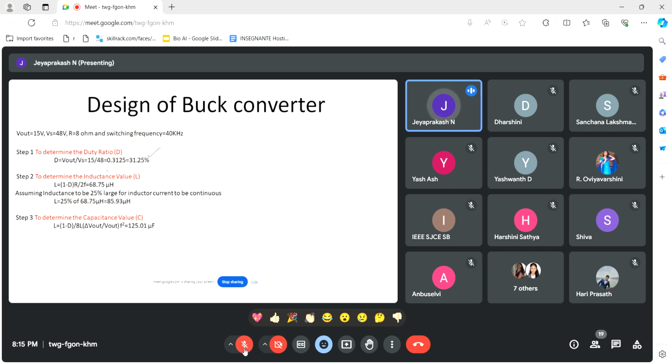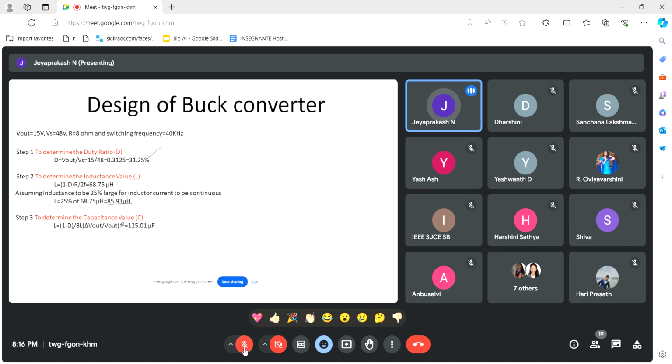Next, I am finding the inductance value. So L is equal to 1 minus D, and so on; this formula is available in all standard textbooks. So we get the inductance value. But I am assuming the inductor current ripple is 25 percent larger, so with that, finally we get 85.93 microhenry.